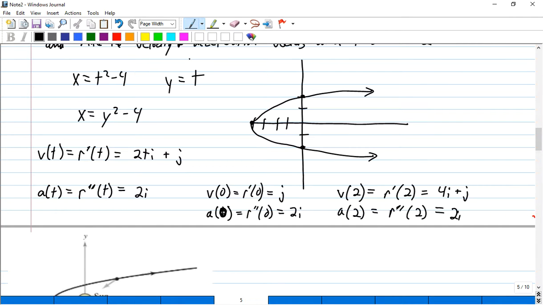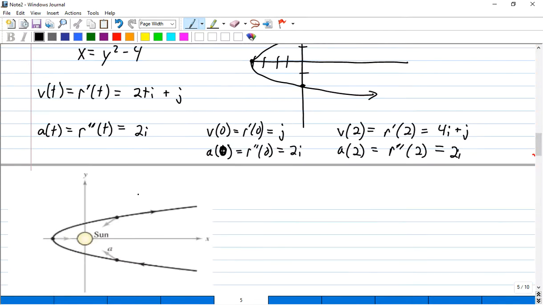Note that the acceleration vector is constant. See that? Acceleration doesn't change. It's not dependent on the time. This implies that the speed of an object is decreasing as the object moves toward the vertex of the parabola, and the speed is increasing as the object moves away from the vertex of the parabola.